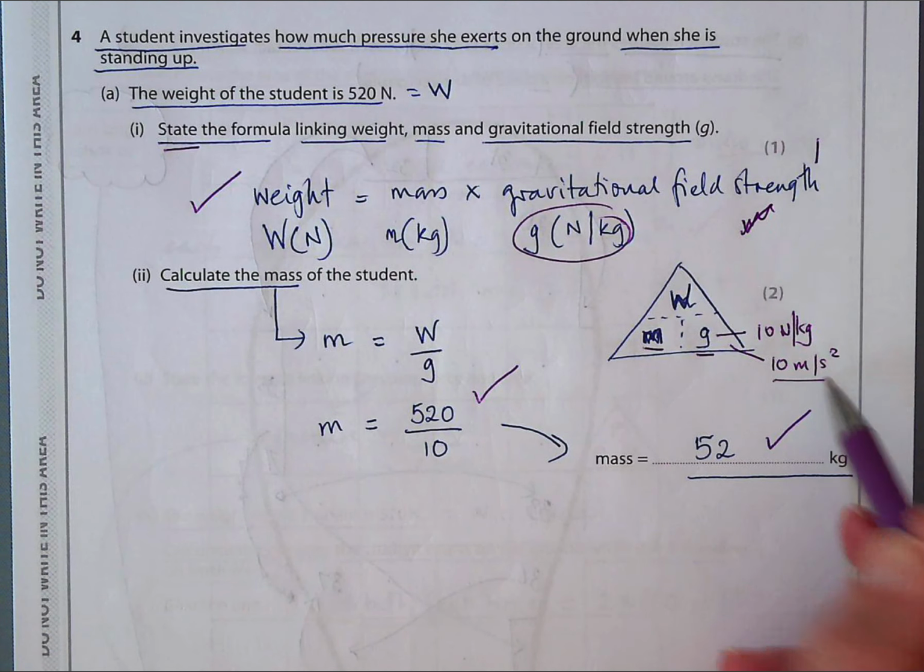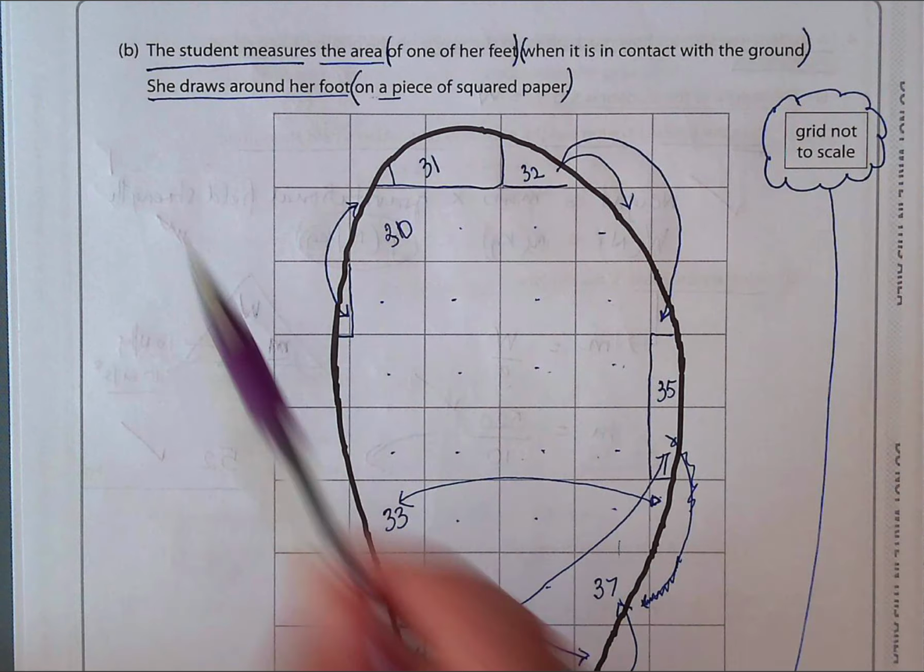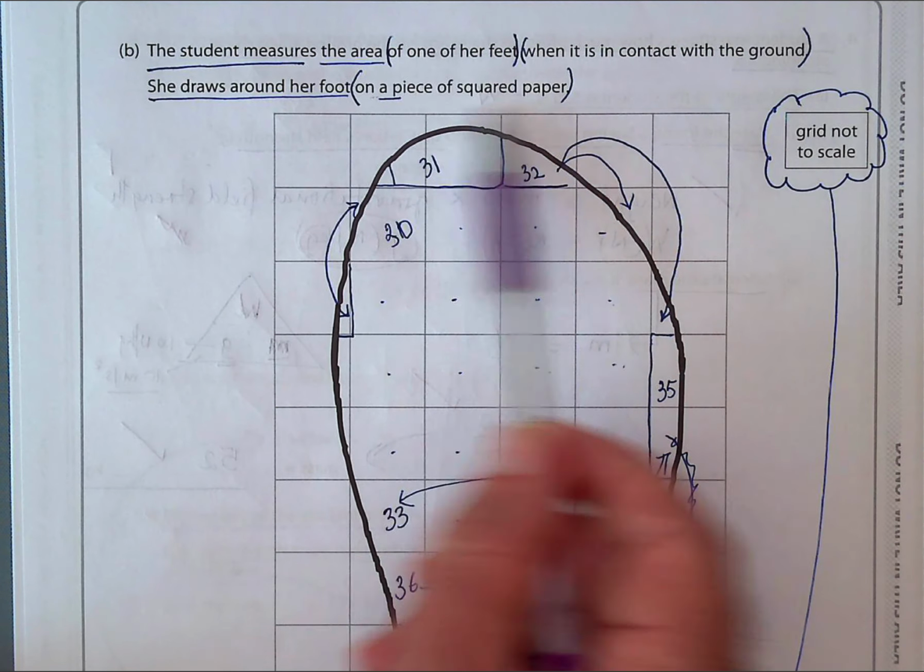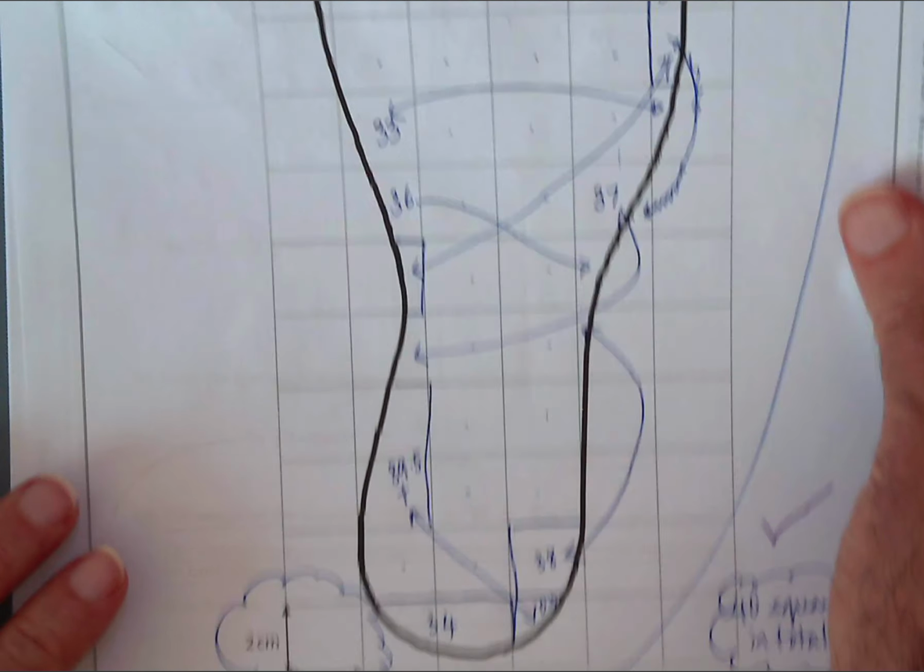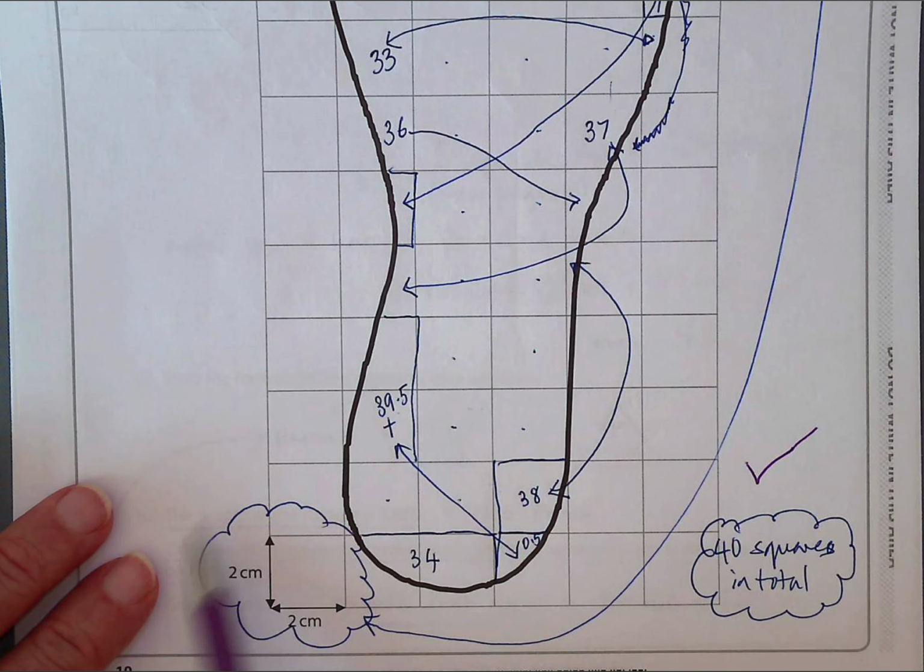So she's kind of drawn a trace on this paper when it is in contact with the ground. So she's basically put the paper on the ground, stood and traced around her foot. She draws around her foot on a piece of squared paper. The grid's not to scale, but if you look carefully at the bottom of the paper, it says it's 2 centimeters by 2 centimeters. Okay?